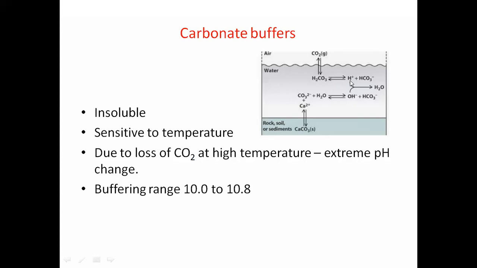And these combine with the water again to form H plus plus HCO3 minus, which becomes H2CO3, and then this H2CO3 decomposes to carbon dioxide.